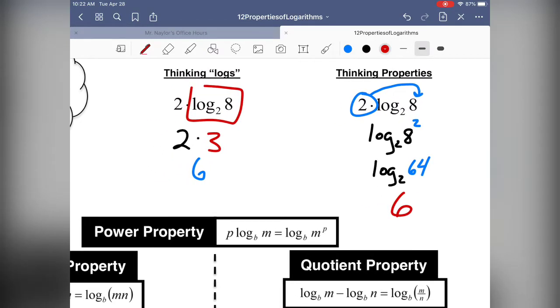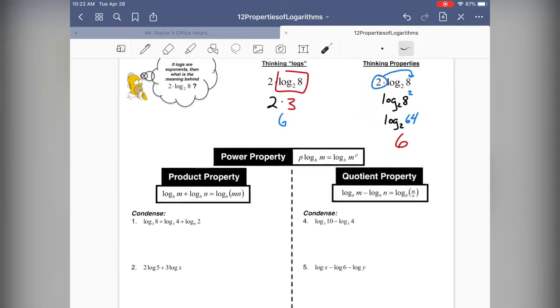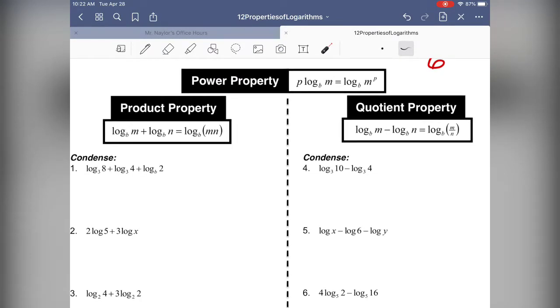And so the whole point here is that we're going to have properties that I'm going to teach you that are going to help us to do new problems, and they work. They definitely are true properties that will give us the same answer. Now, there's 3 of them. There's a power property. The power property says that if you have a number out front, a coefficient, it's able to come up as an exponent. Some people like to draw that arrow that I drew. And so we end up now with a new statement: the log base b of m to the p. That's called the power property.